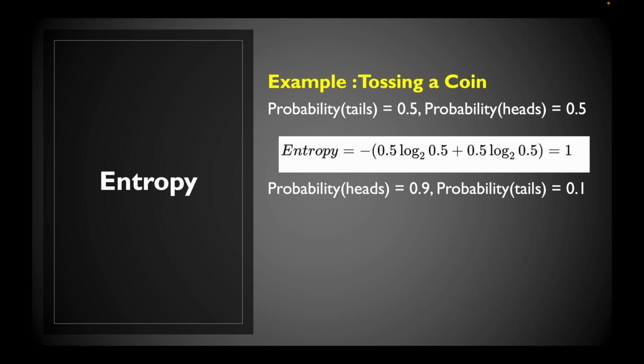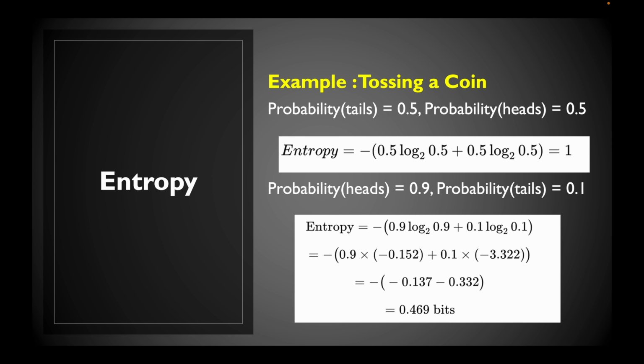But if we have 90% heads and 10% tails, then at that time the entropy calculation equals 0.469, which means it is less uncertain to predict than the ordinary case.